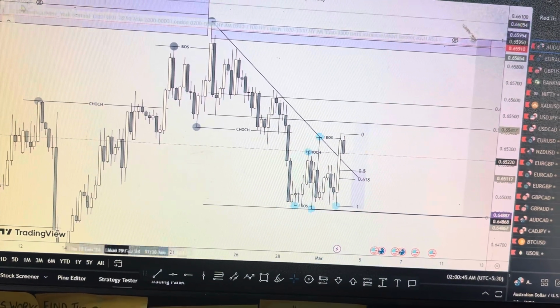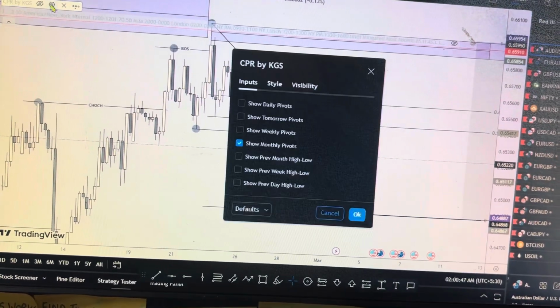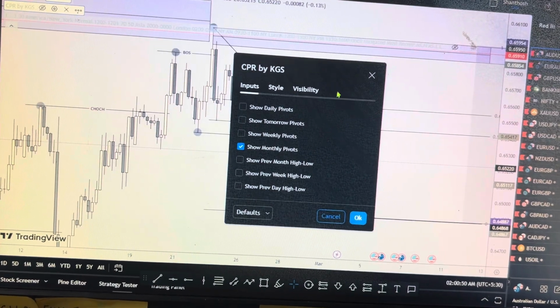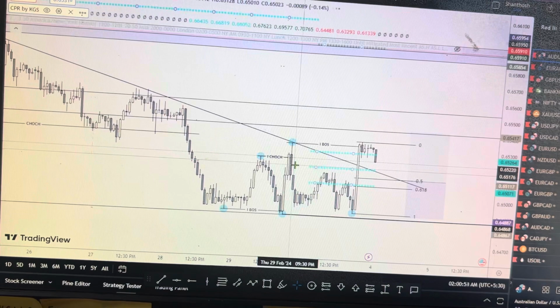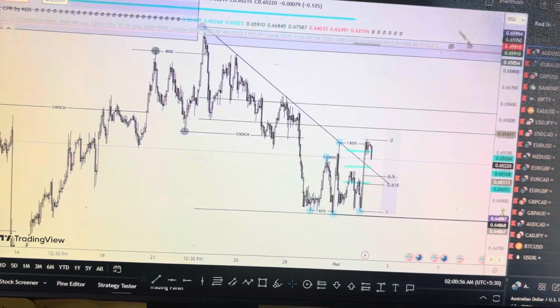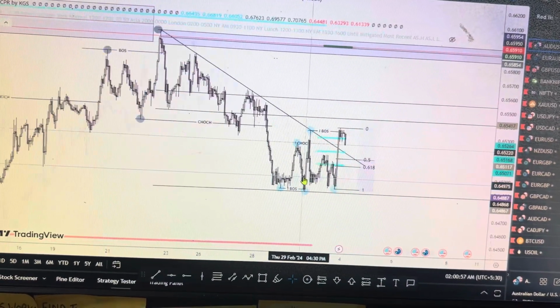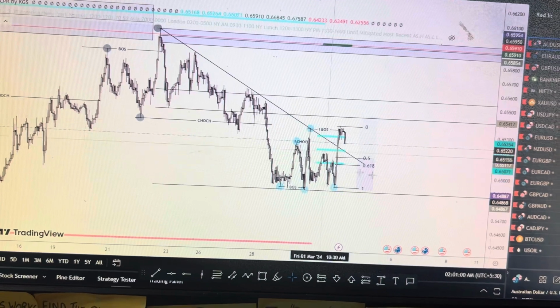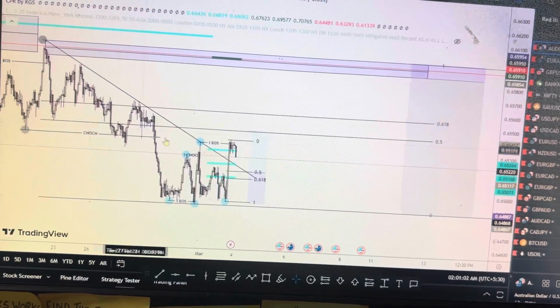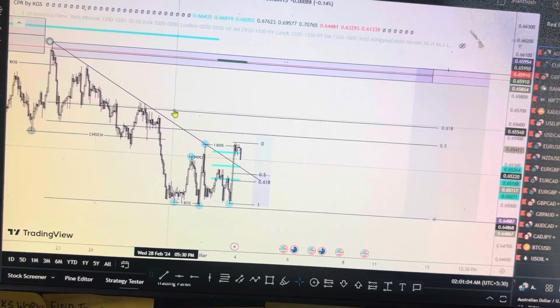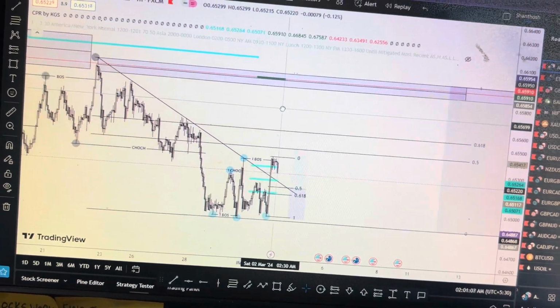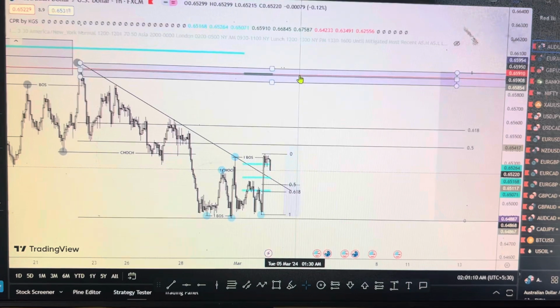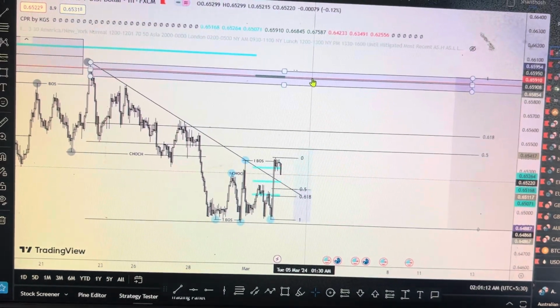And I have two confluences. Let me go to the CPR indicator and show monthly pivots. And I will go to 1 hour so you can see it clearly. What it's showing is we have a monthly pivot area here, plus we have a supply at this 50% and 0.618, and we have extreme supply. Total we have 3 zones.